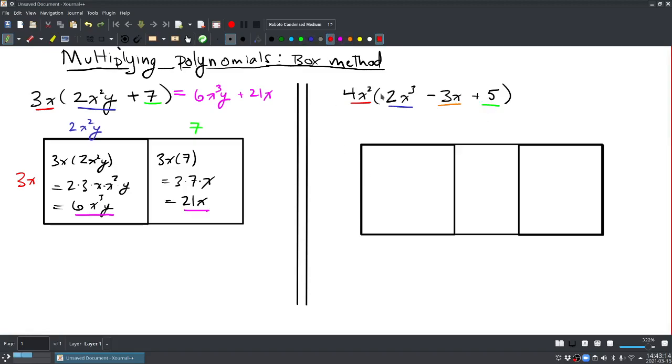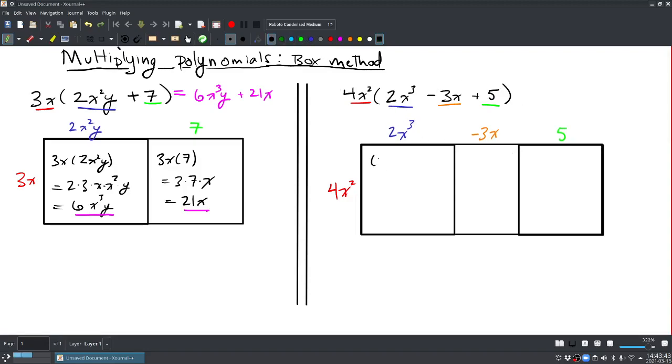So let's make 4x squared the length. 2x cubed is the width of the first rectangle. The next rectangle, we're going to make negative 3x. We're going to keep track of that negative sign because that belongs to the 3x, and that's important information. And then the last one, we're going to make a positive 5 as the width. The total width here, 2x cubed minus 3x plus 5, is what we have in the parentheses.